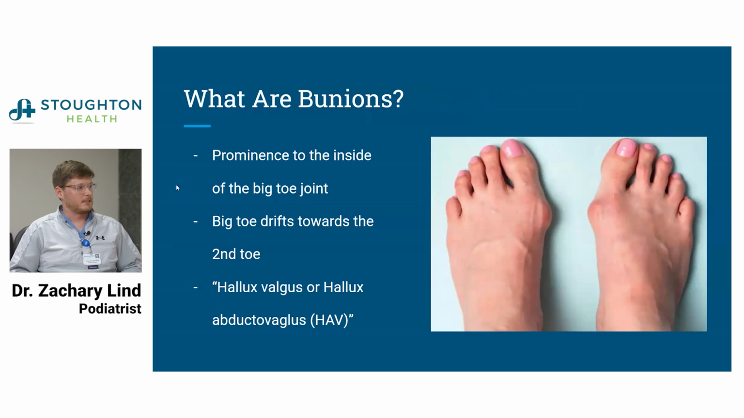A bunion is the prominence on the inside of the big toe joint. The big toe drifts over towards the second, and it's also called hallux valgus or hallux abductor valgus, HAV.